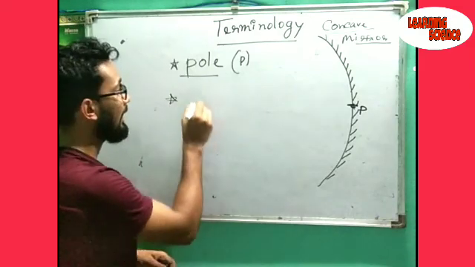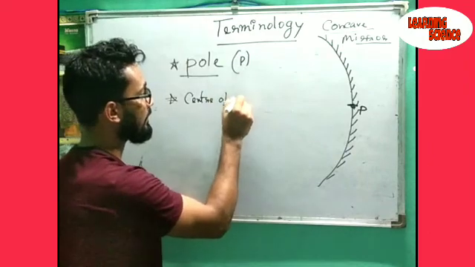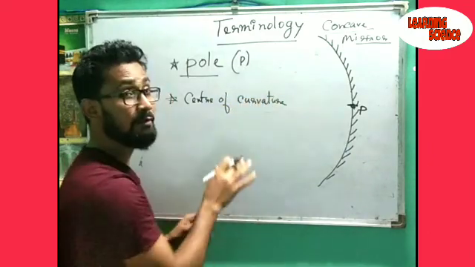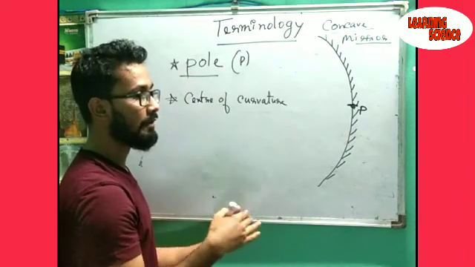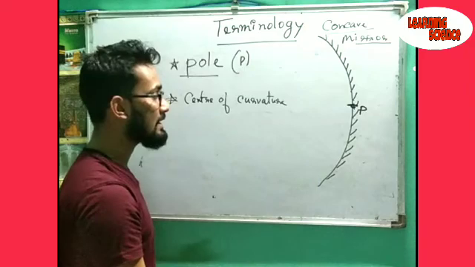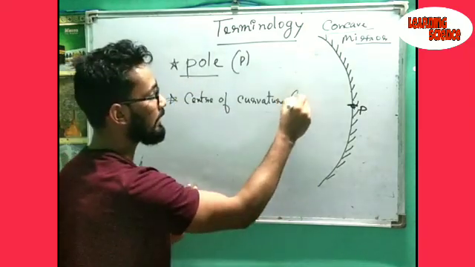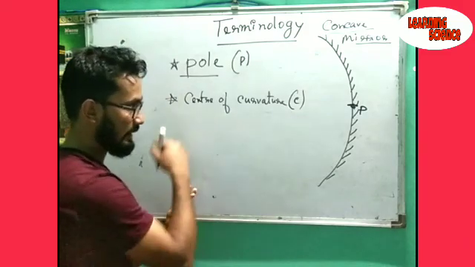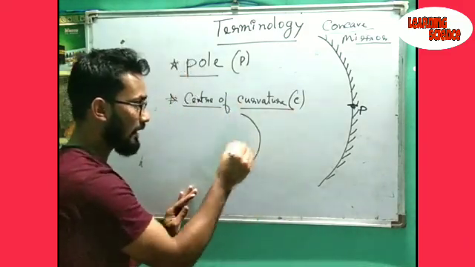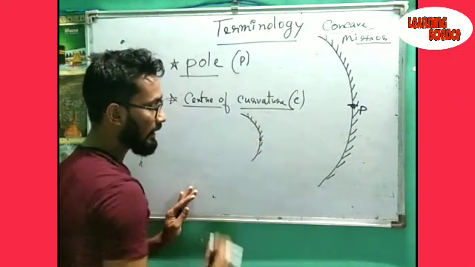I'm coming to the next point, and the next point is center of curvature. This point will remain the same if you go to first or second year and take science physics. Pole, center of curvature. Center of curvature we denote by C. Now what is center of curvature? If I take a mirror, I'm taking an example of a concave mirror. The outer part is shading. This is our P, the pole.